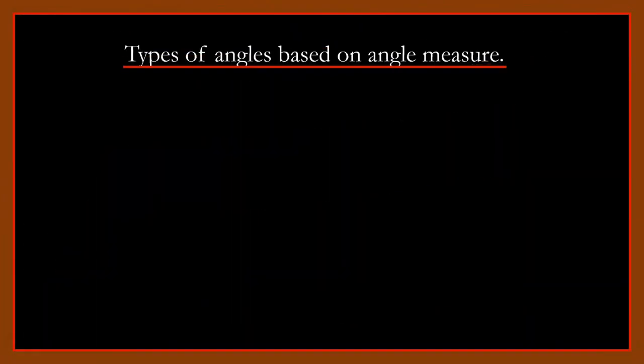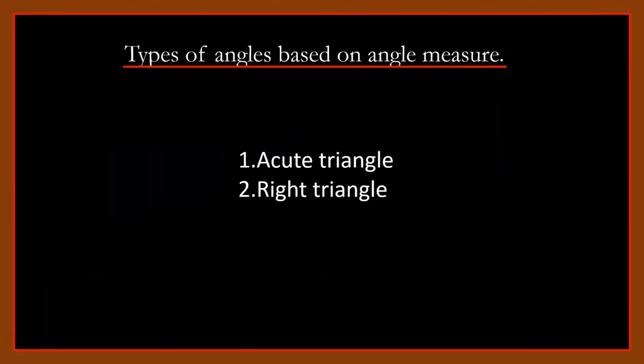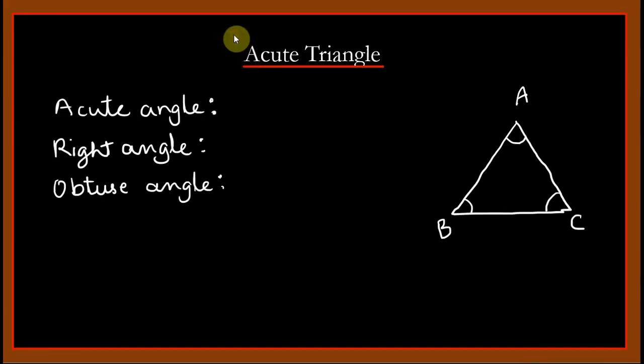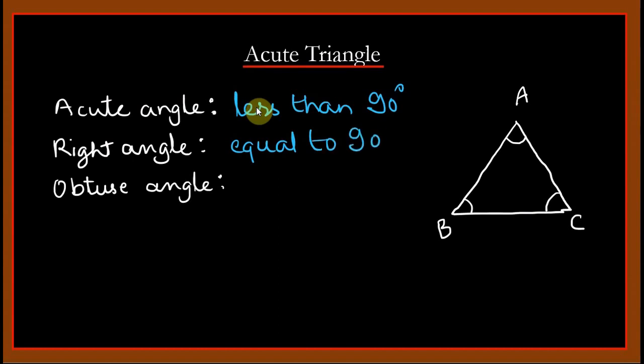Based on types of angles, a triangle can be classified into acute triangles, right triangles, and obtuse triangles. Now, acute angles are angles that are less than 90 degrees. A right angle is an angle that is equal to 90 degrees, and obtuse angles are angles that are greater than 90 degrees. You need to remember this.